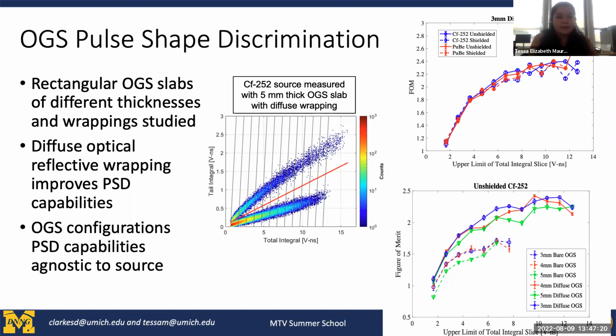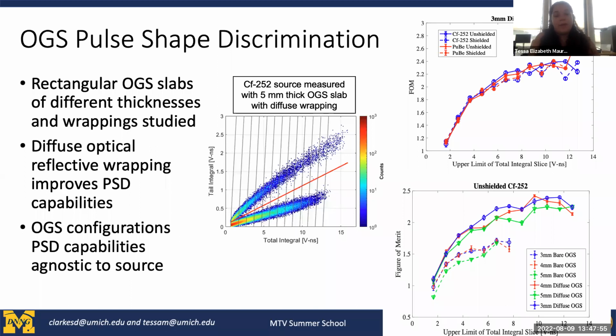We also tested only diffuse optical wrapping this time. We will in the future test other kinds of optical reflective wrappings, but we wanted to look into the pulse shape discrimination capabilities of this OGS material. A little bit about what PSD means: if you look at this plot on the left, this is a PSD plot. What we're trying to distinguish between is neutron and photon pulses. The cloud up here is from neutron pulses, and the lower cloud is from photon pulses.